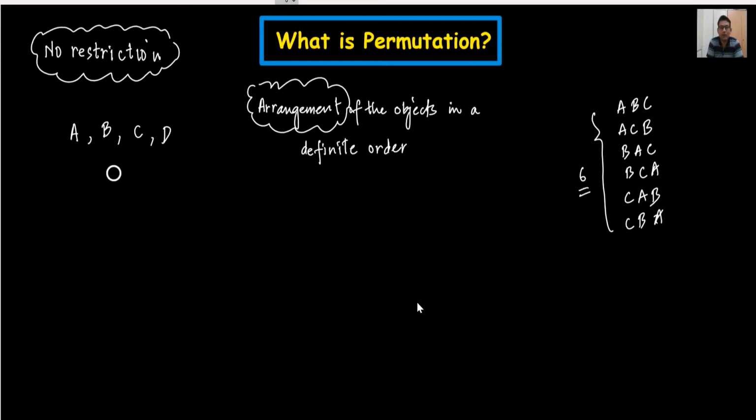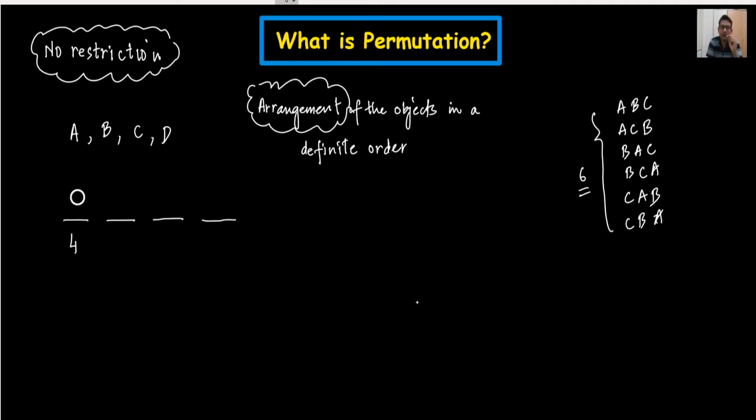For these four, how can we work with this? Very simple, I have to use a method. There are three methods we can use. The first method: we have to arrange the objects in these places. There are four places here. In the first place, I can write A, B, C, or D. It means in the first place, I have four possibilities.